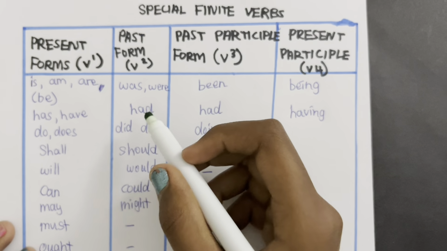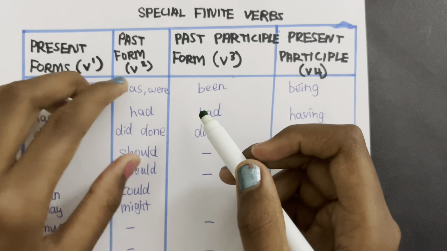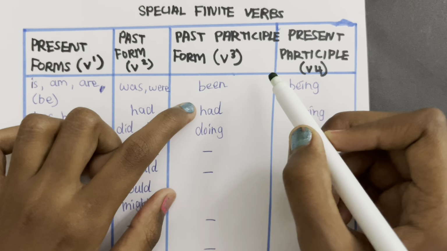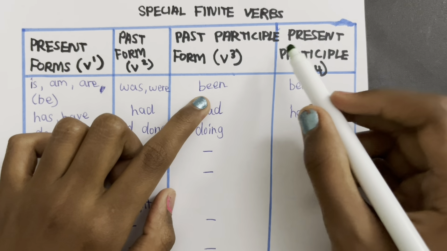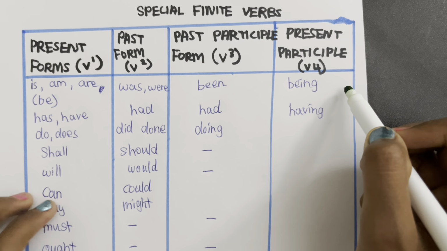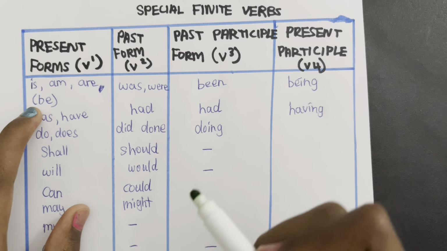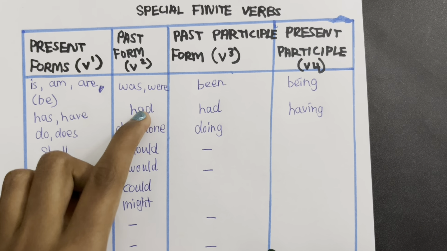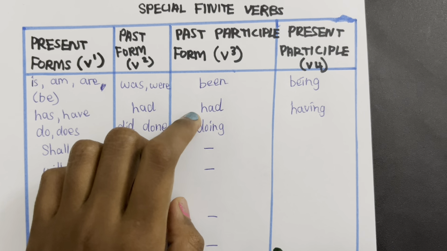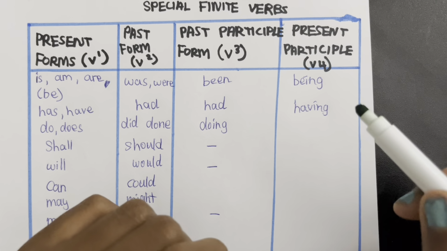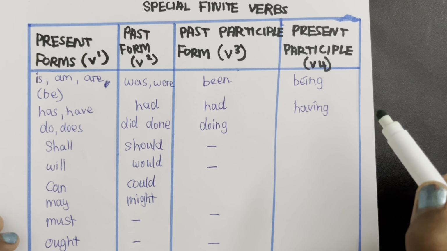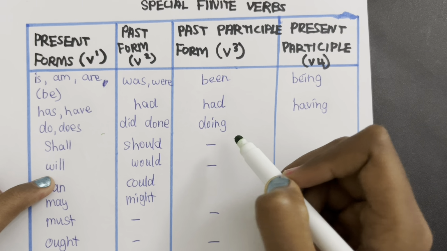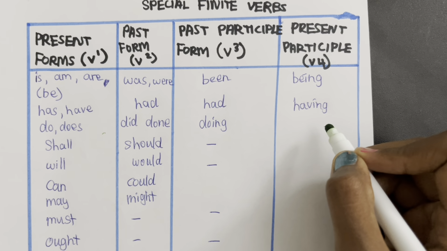First is, am, are. The past forms are was, were; the past participle form is been, and the present participle form is being. In this bracket, I give you be. Has, have: the past form is had, the past participle form is had, and the present participle form is having. And the same thing: do, does; did, done, doing, and there's nothing in the present participle form.